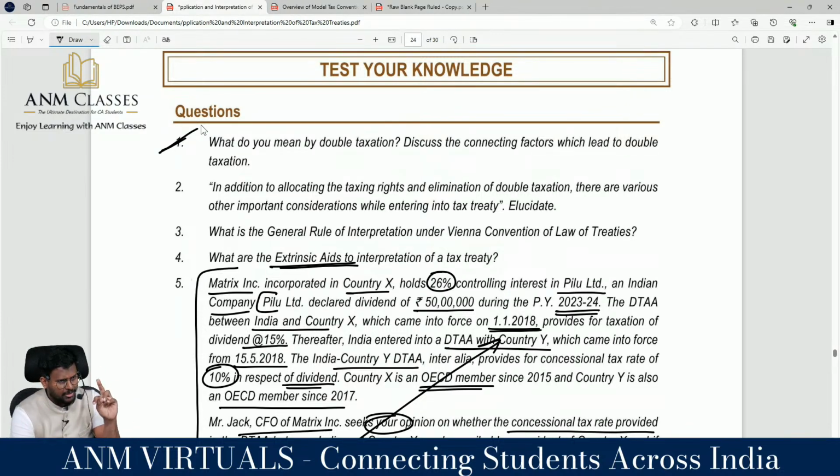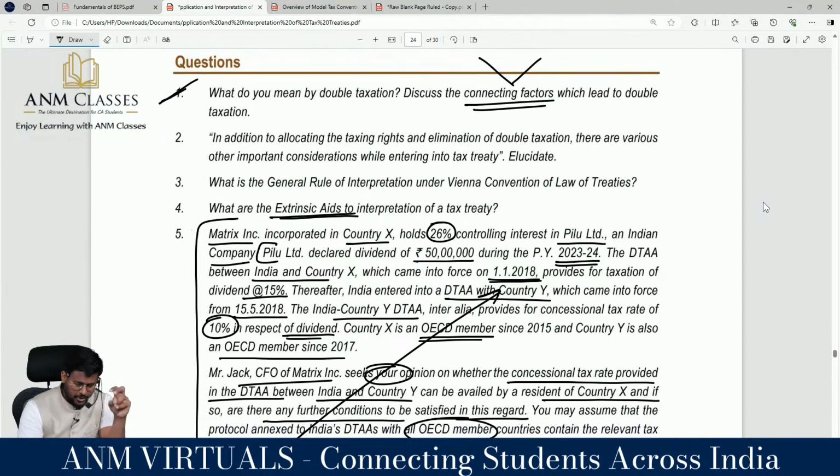Number one, jurisdictional double taxation, and discuss the connecting factors. There are two factors which are connecting, a residence link and source link, which lead to double taxation. In addition to allocating the taxing right and elimination of double taxation, there are various other important considerations while entering into a tax treaty. There are 5 things.